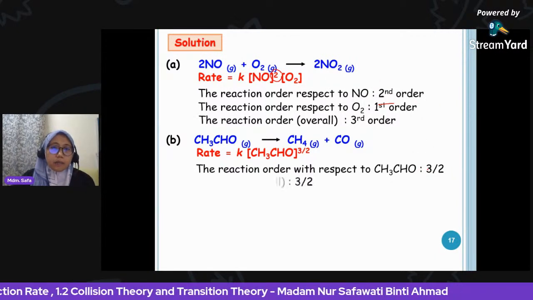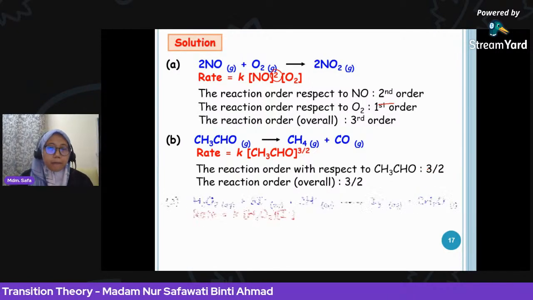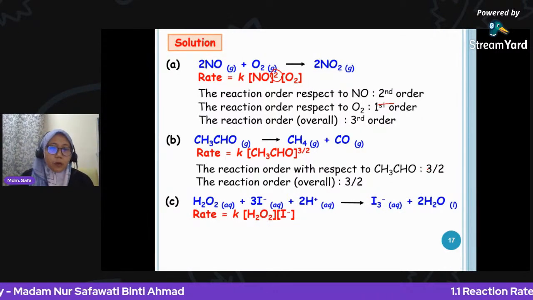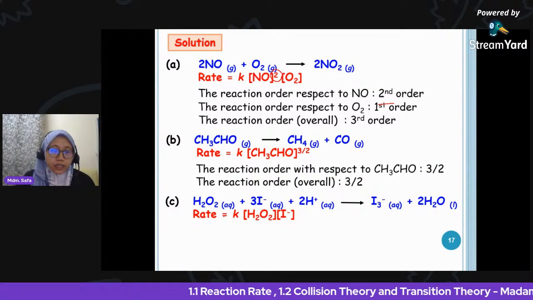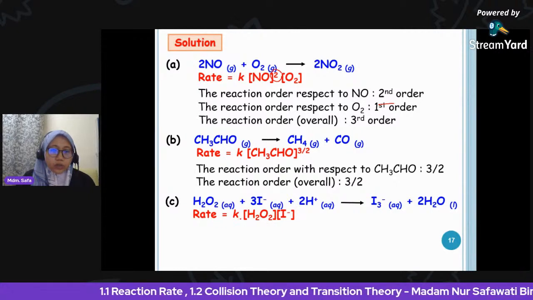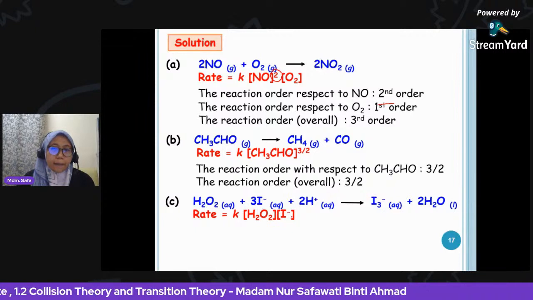Okay, and then samalah dia punya overall order sebab dia satu-satunya reactant yang ada. Alright, and then C, we have 3 reactants here, H2O2, I minus and H plus. So given the rate law, rate is equal to K concentration H2O2 and then concentration I minus.